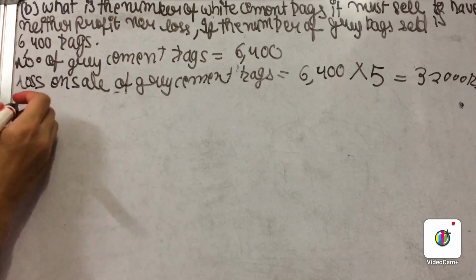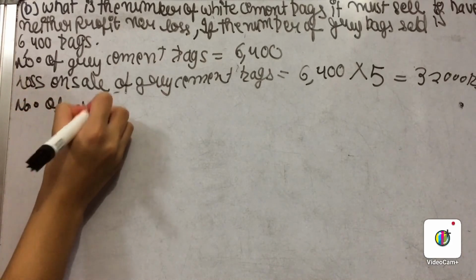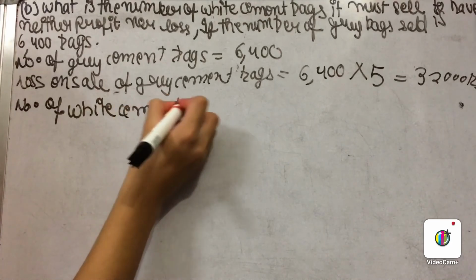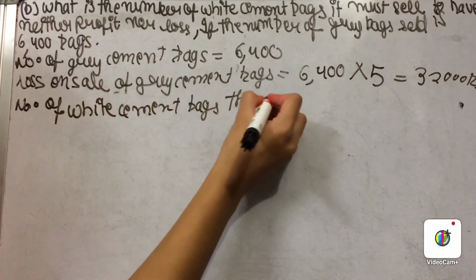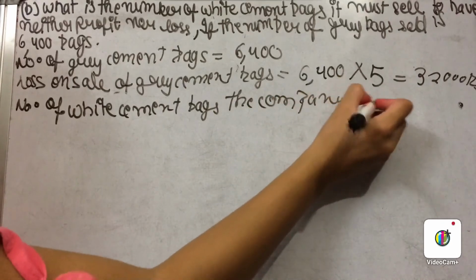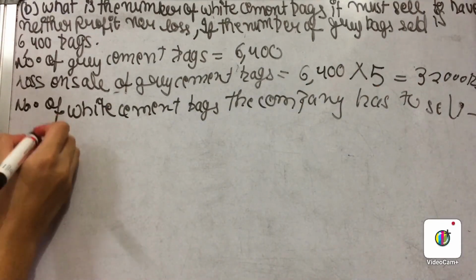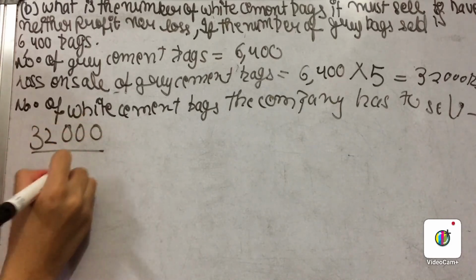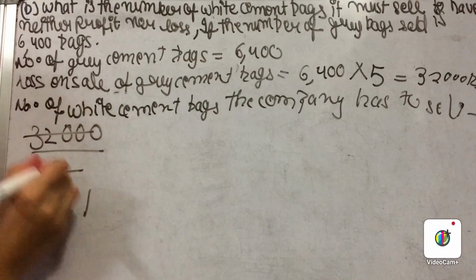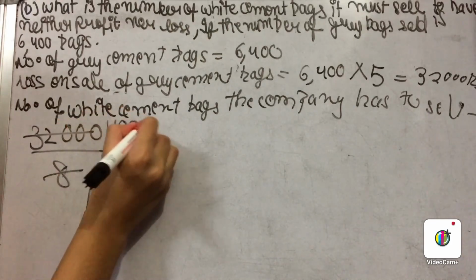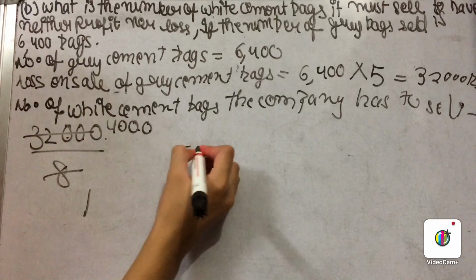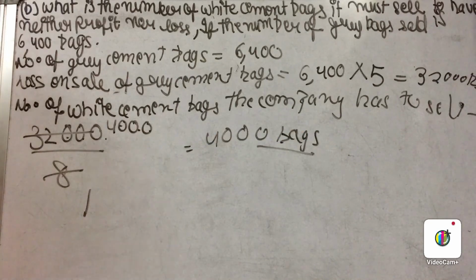So now let us just find out the number of white cement bags the company has to sell. How do you find it? You would divide 32,000 by 8. So हम इसको सीधे ही कट कर सकते हैं. 8 4s are 32 and this will be 4,000. So this will be 4,000 bags. So the company has to sell 4,000 bags of white cement to have neither profit nor loss. So this was our question number 8. So now let us come to our next question.